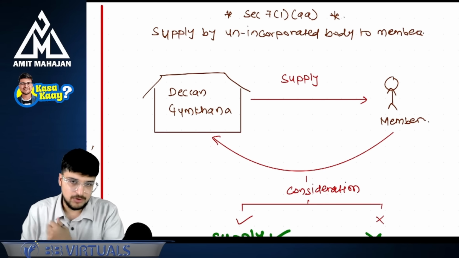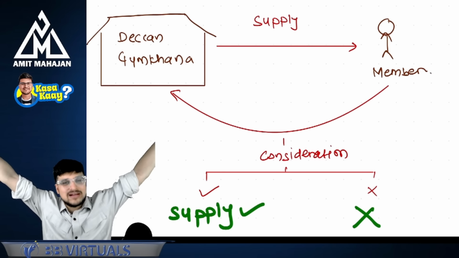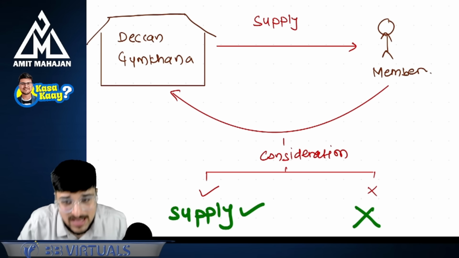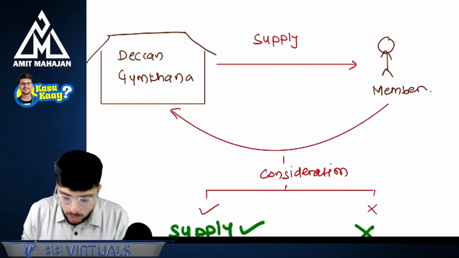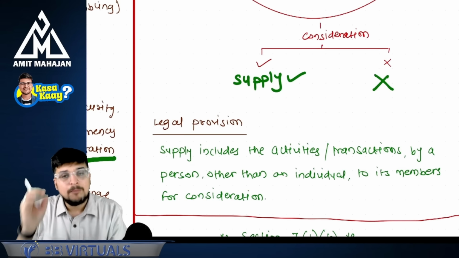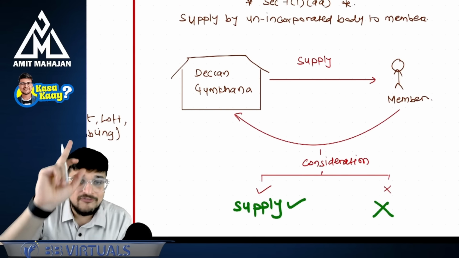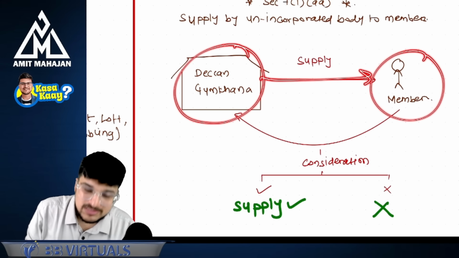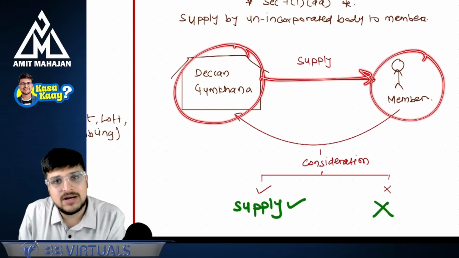If Deccan Gymkhana provides any supply to this member, and if the member pays some consideration for that, it will be considered as supply. But if Deccan Gymkhana provides any supply to its members without any consideration, then it will not be considered as supply. So, how do you read section 7.1a? When an unincorporated body provides any supply to its members for a consideration, it will be considered as supply.